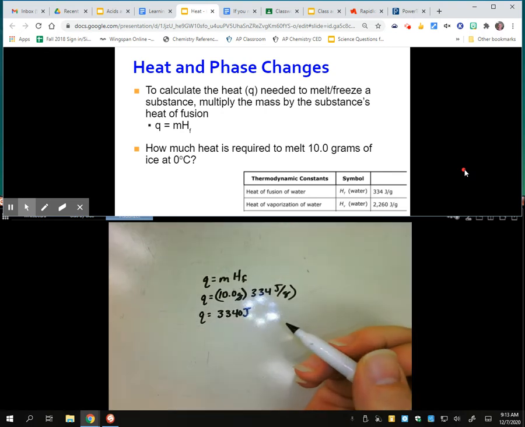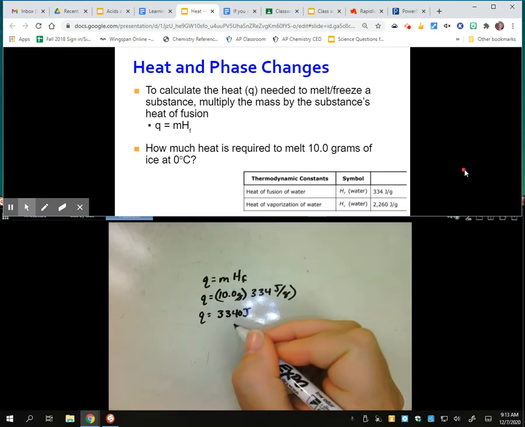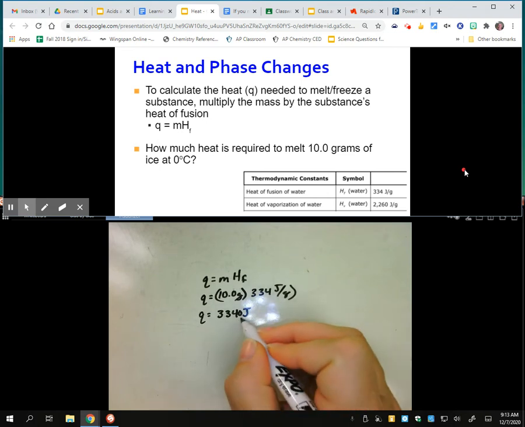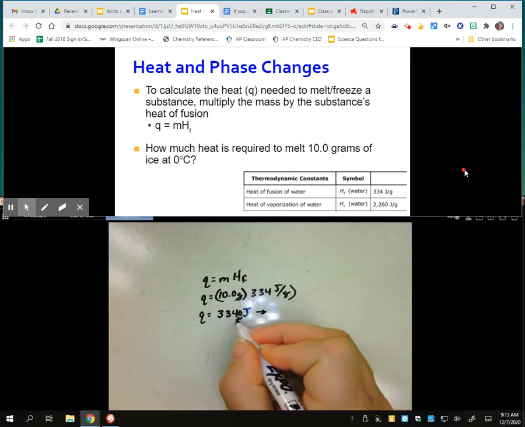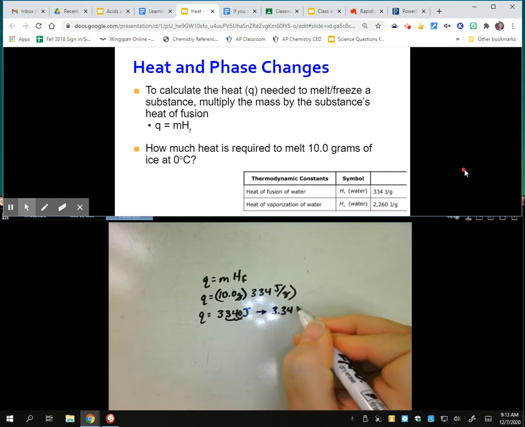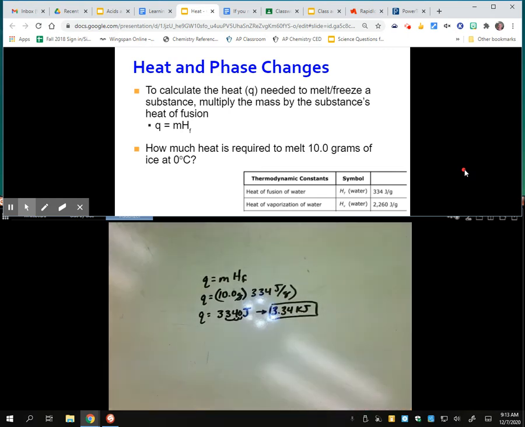joules. Now, a joule is pretty small. So a lot of times what we're going to see is if the heat is over 1,000, we're going to go ahead and convert that to kilojoules. So we just need to move the decimal over 3 places. So that would be 1, 2, 3. So 3.34 kilojoules of heat would be my answer.